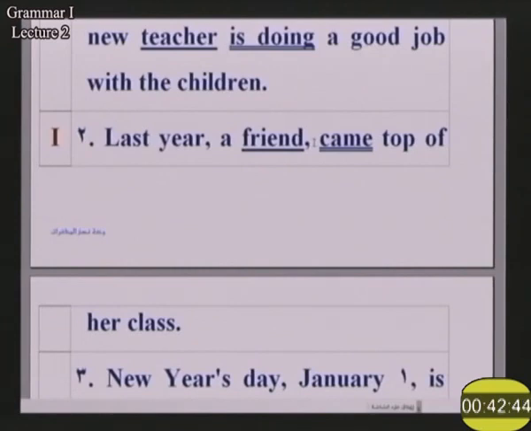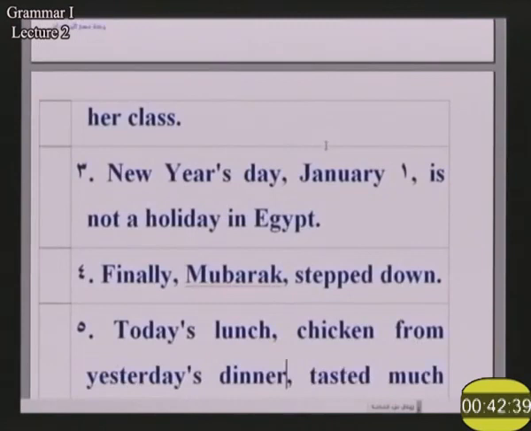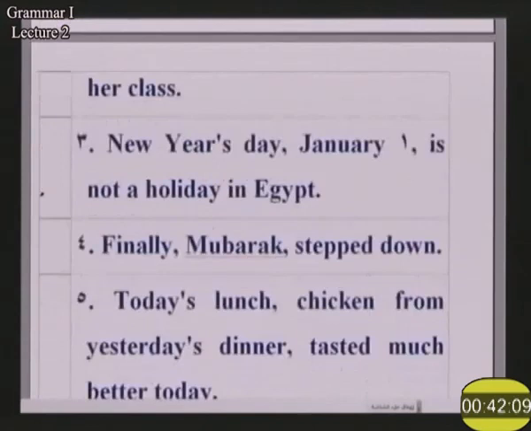New Year's Day راس السنة يعني January the 1st معلش الكتابة معمولة بالعربي الأرقام. New Year's Day comma January the 1st comma يبقى that part which is separated by two commas is an appositive of New Year's Day. يبقى New Year's Day is the subject, is the verb, not a holiday in Egypt. If a New Year's Day is not a holiday in Egypt, if this sentence is correct. Right. Let's look at number 4.